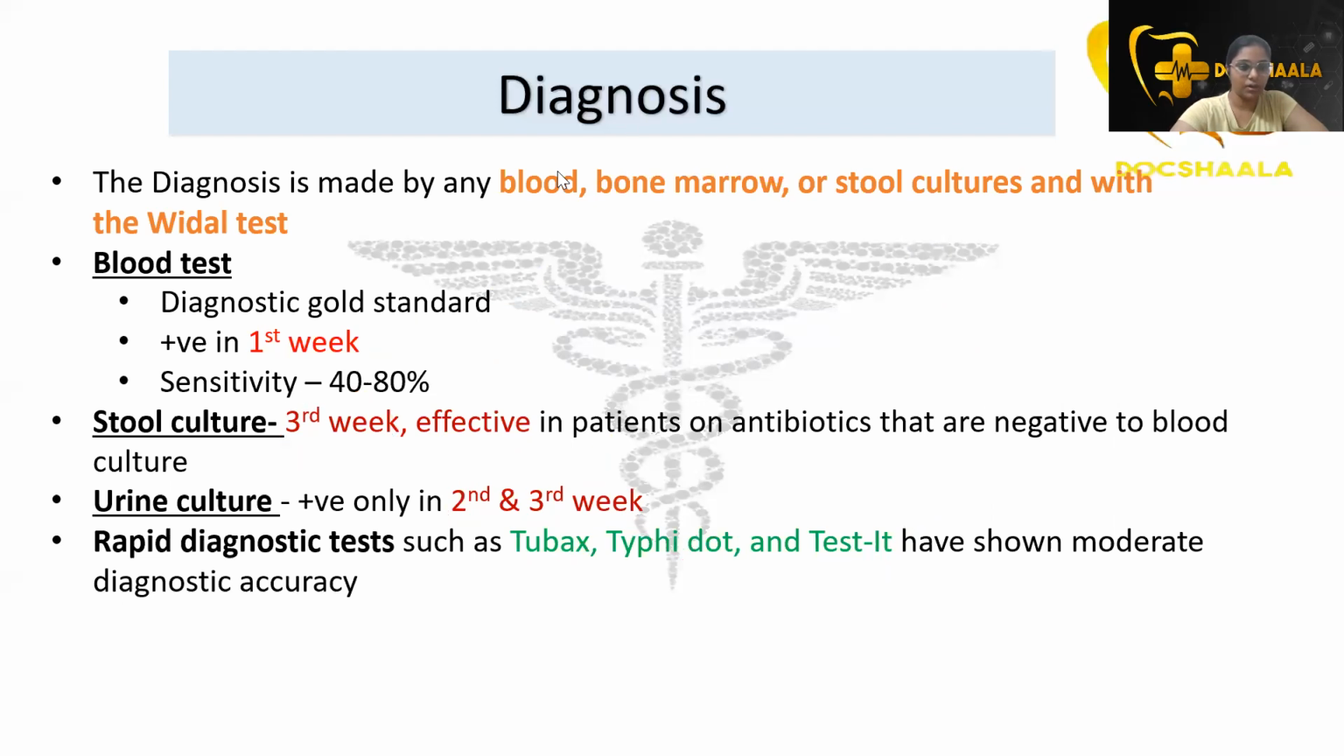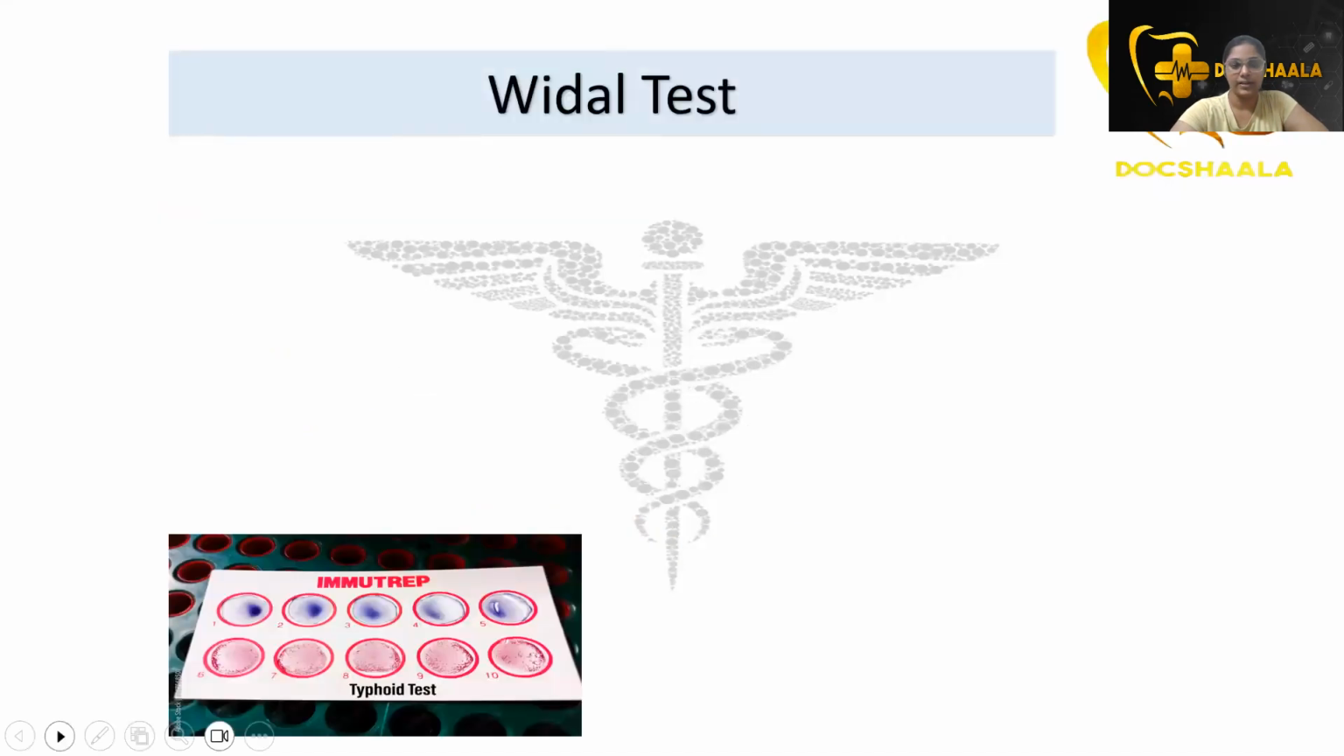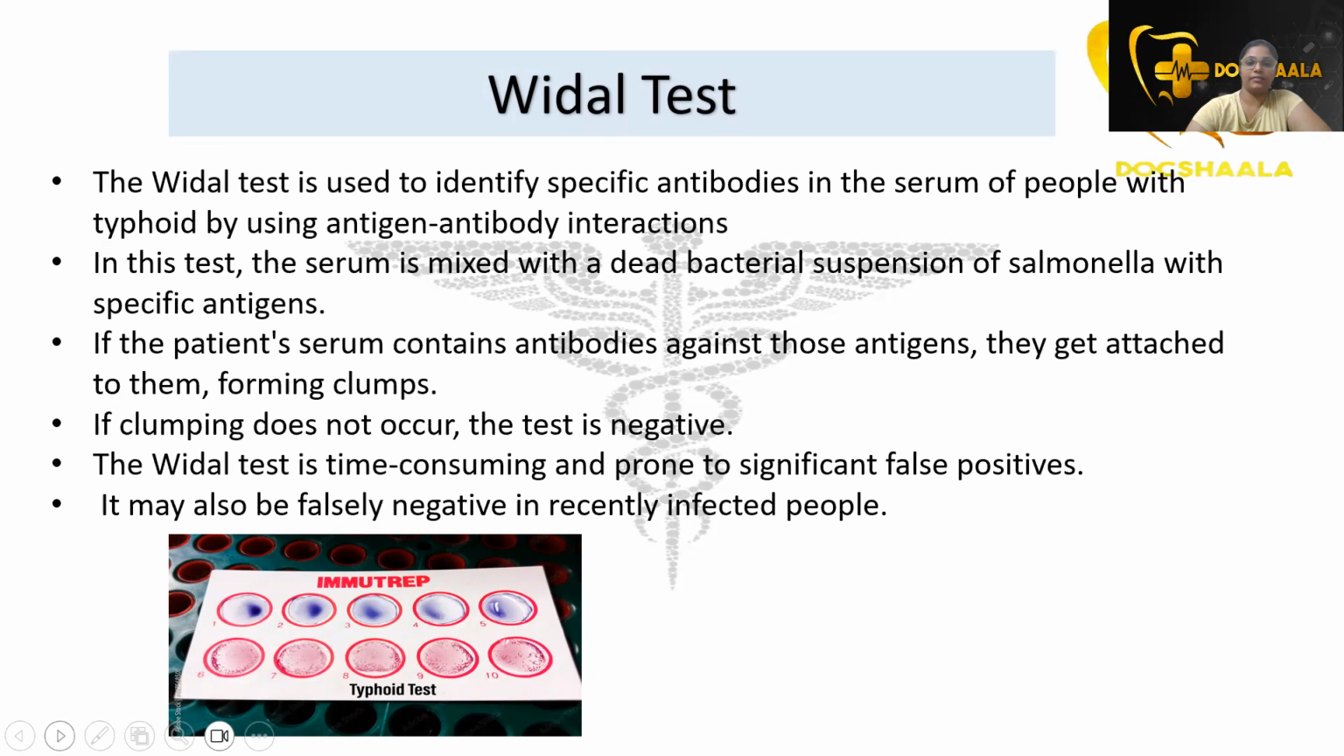So let's just see what is a Widal test now. The Widal test is used to identify specific antibodies in the serum of people with typhoid by using antigen-antibody interactions. It uses anti-O and anti-H antibodies, right? In this test, the serum is mixed with the bacterial suspension of Salmonella with specific antigens. If the patient's serum contains antibodies against those antigens, they get attached and form clumps. If clumping does not occur, the test is negative.